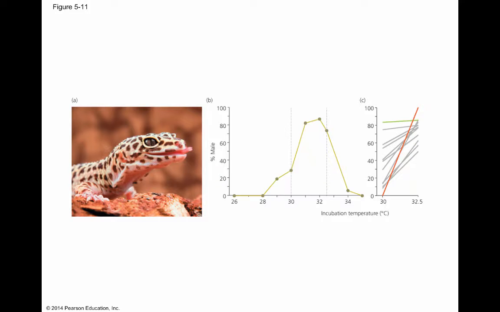Another form of plasticity is the gender development of some reptiles and amphibians, where depending on the temperature they develop as males or females. Interestingly, depending on the population, how sensitive they are to temperature varies. So this graph over on the right is something that we call a genotype reaction norm.